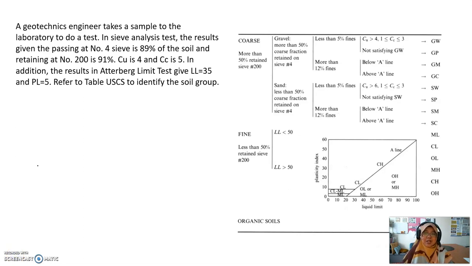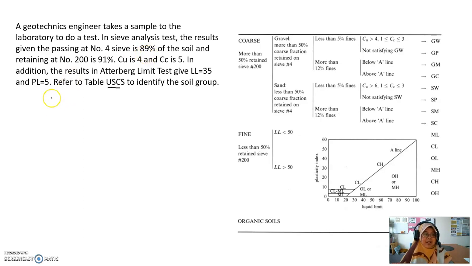So we meet again in soil mechanics in the chapter on soil classification. Today I will show you how to solve a problem in order to identify the soil group for the USCS method. A geotechnical engineer takes a sample to the laboratory to do a test. They do the sieve analysis test, which gives the passing of number 4 as 89%.